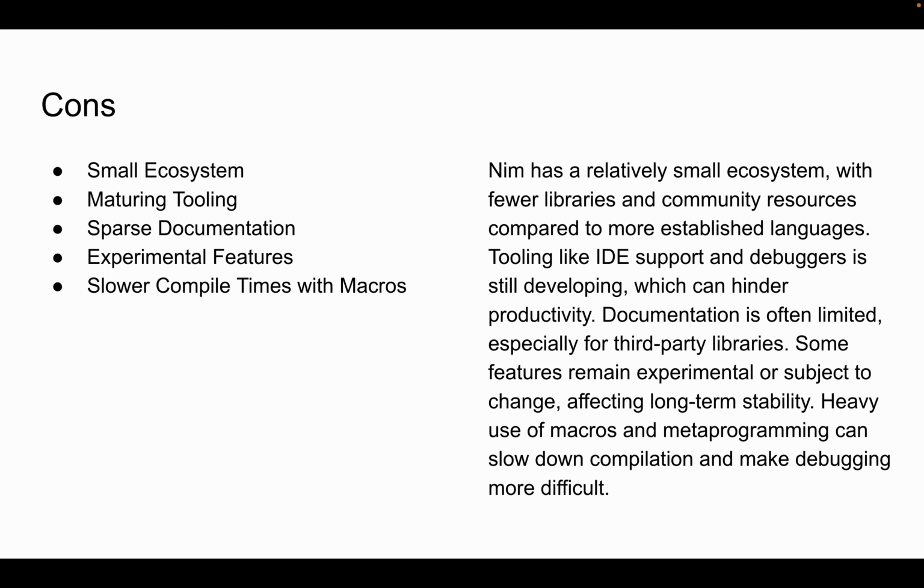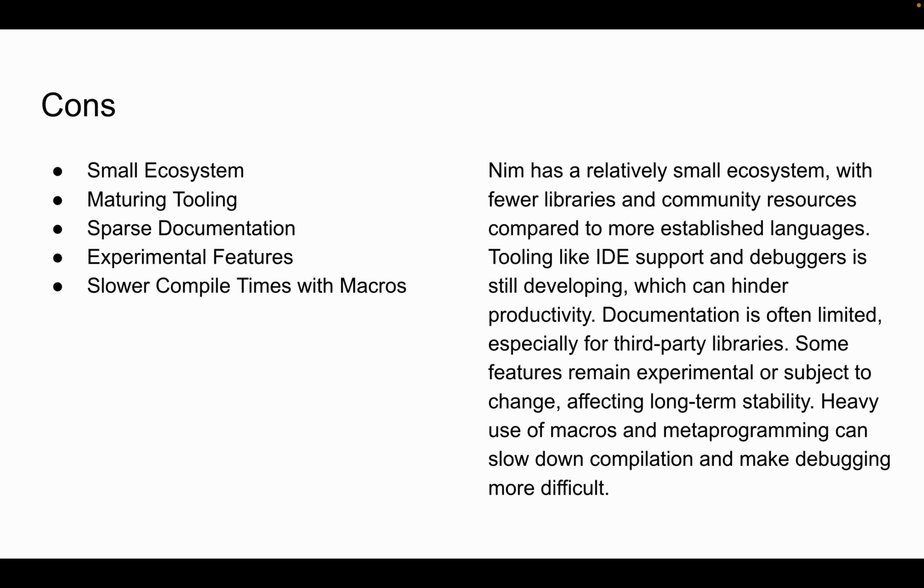Though having all those pros, it does have some cons, or negative aspects. Nim is relatively new. With that, it has a relatively small ecosystem, with fewer libraries and community resources compared to more established languages. Tooling like IDE support and debuggers is still developing, which can hinder productivity. Documentation is often limited, especially for third-party libraries. Some features remain experimental or subject to change, affecting long-term stability.